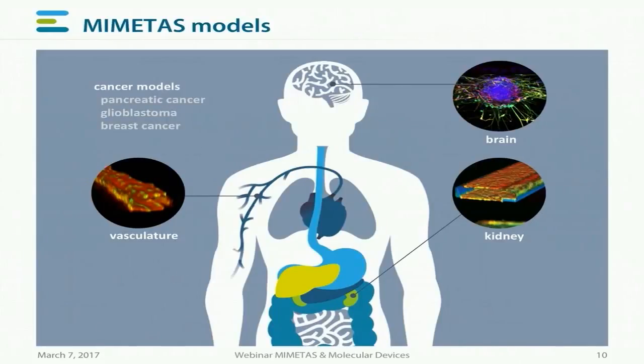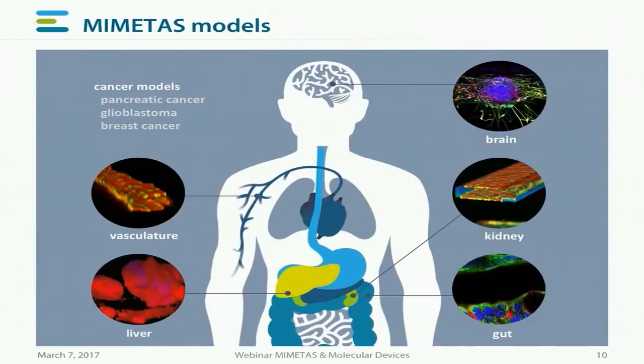Our cancer models, where we work on pancreatic cancer, glioblastoma and breast cancer. Liver models, based on primary hepatocytes, iPSC-derived hepatocytes, as well as a range of well-characterized hepatocyte cell lines. And finally, our gut models, which are based on, for example, Caco-2s, but also on small intestinal gut organoids and other sources of cells.